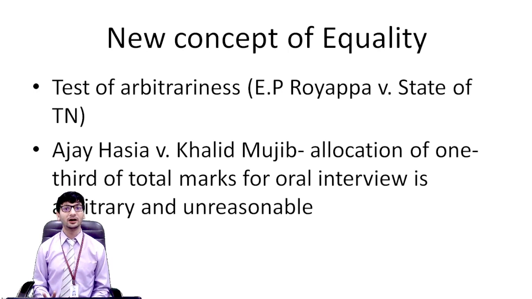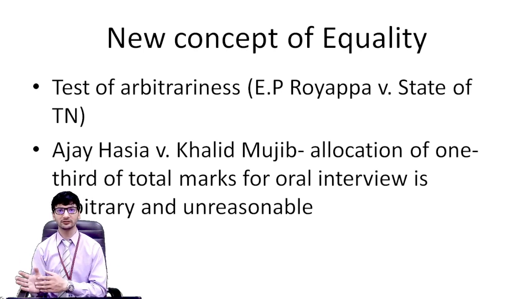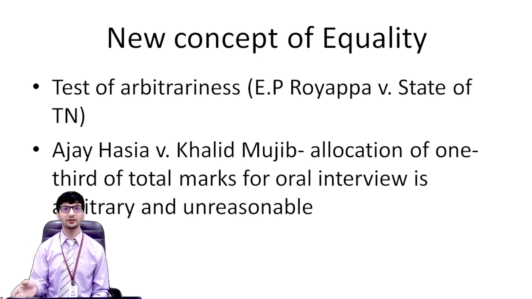So up till now, whatever had been there before E.P. Royappa versus State of Tamil Nadu was reasonable classification or class legislation. But from now on, after E.P. Royappa versus State of Tamil Nadu, a new concept of equality has emerged. That is the test of arbitrariness. That is the sole test for finding out whether a statute is infringing, abrogating, or is inconsistent with Article 14 of the Constitution or not.